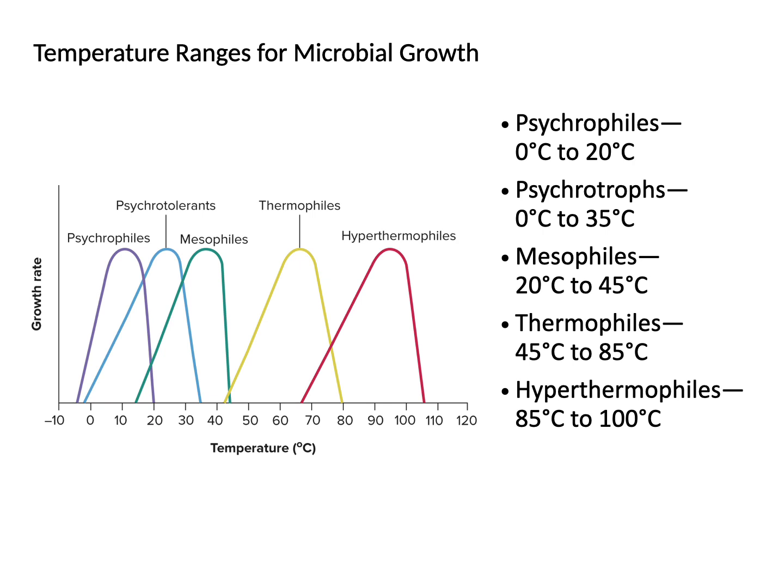And so I want you to focus on the green, which is the mesophiles. So the mesophiles, you'll notice that their minimal temperature is 20 degrees Celsius. Their maximum temperature is 45 degrees Celsius. And if you look at their ideal temperature, it's going to be about 37 degrees Celsius. 37 degrees Celsius is the human body temperature.